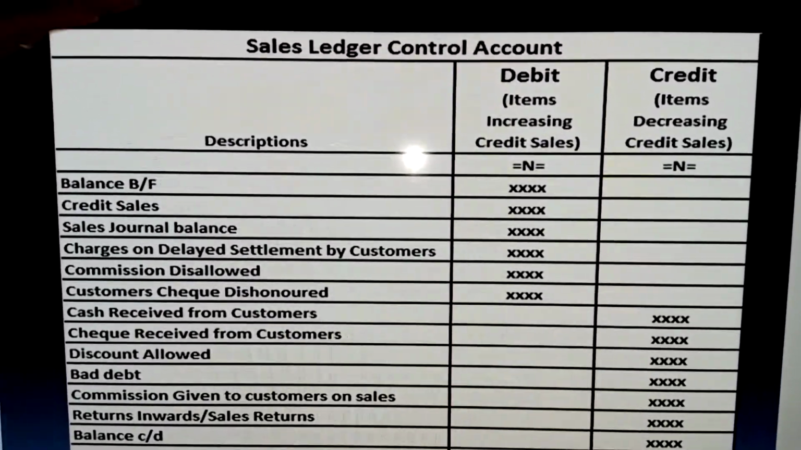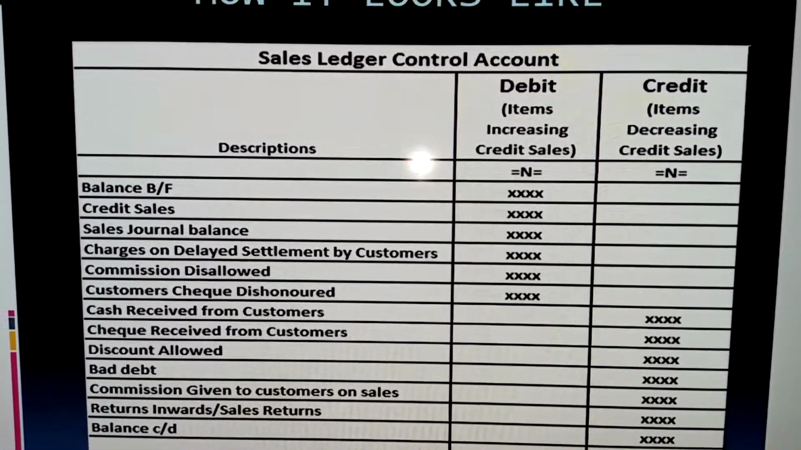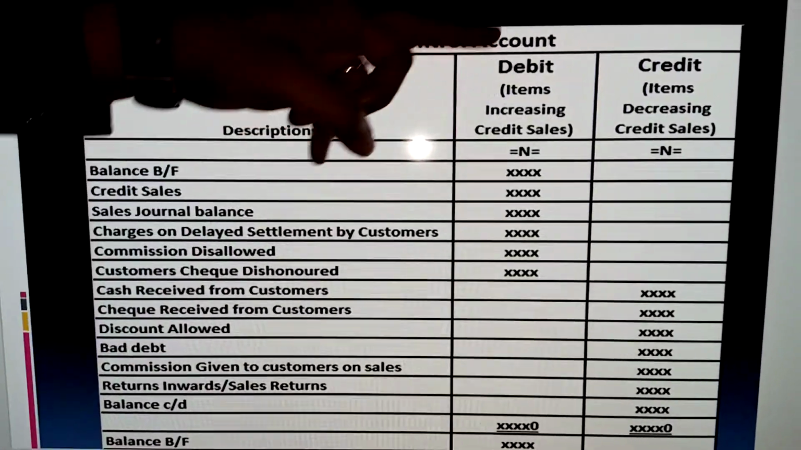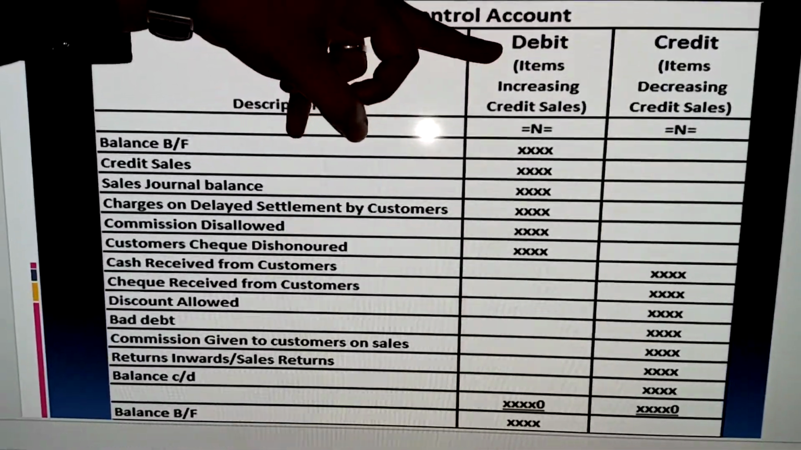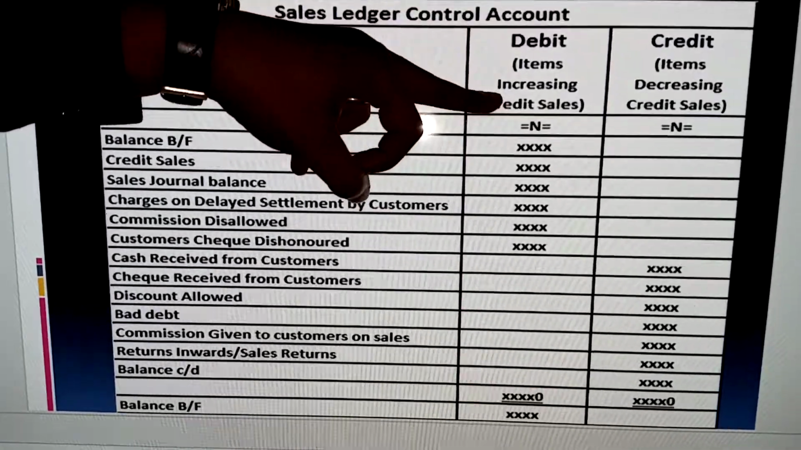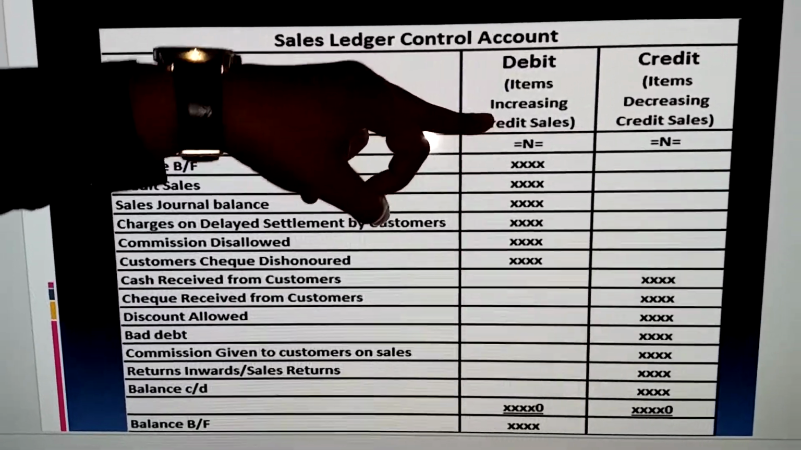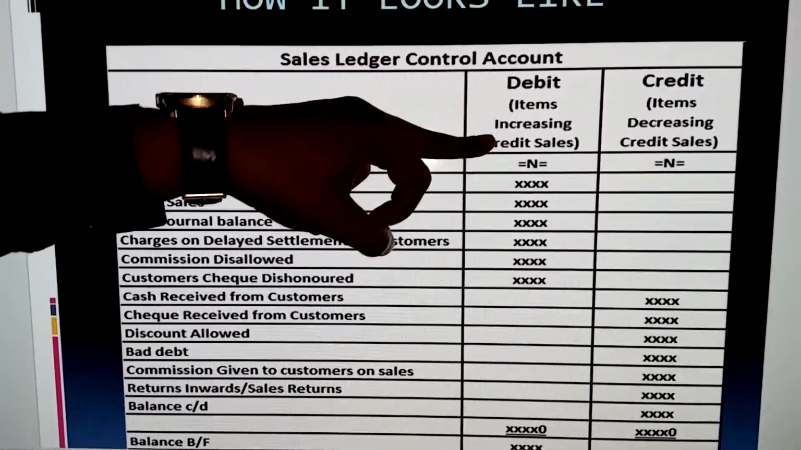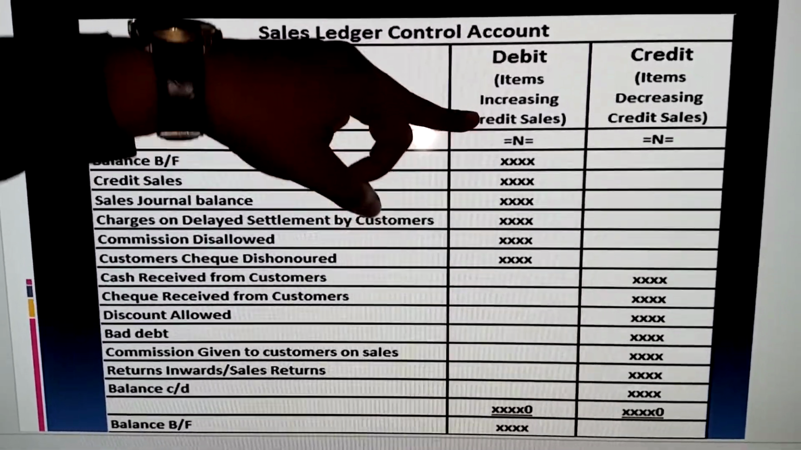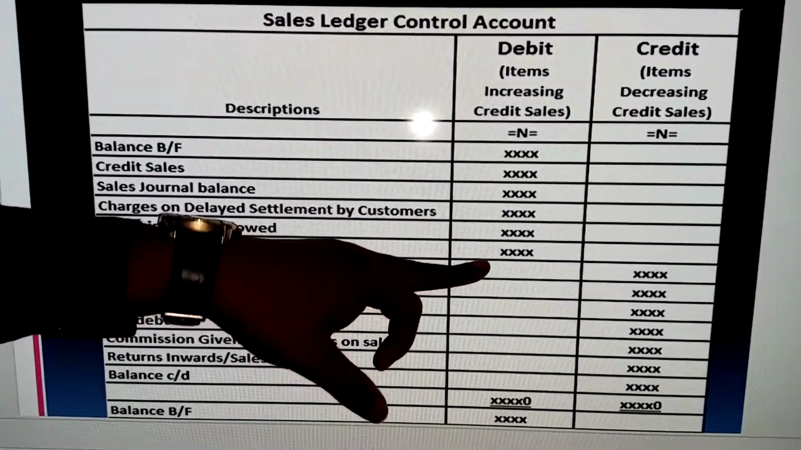It has description, debit, and credit, but you must understand the technique involved in preparing it. The debit side is for items that can increase the credit sales. So what I mean is any item that is interpreted to increase what customers are owing the business is debited to the sales ledger control account.